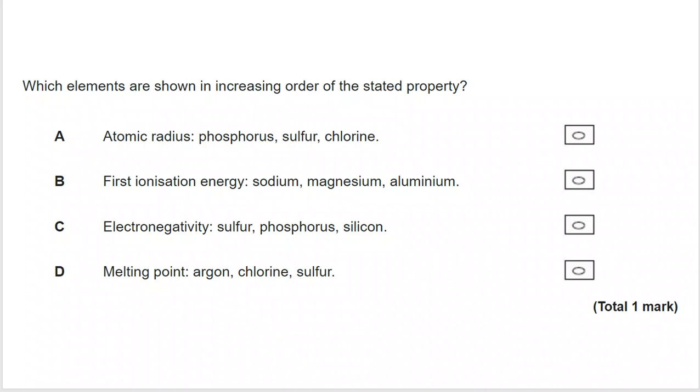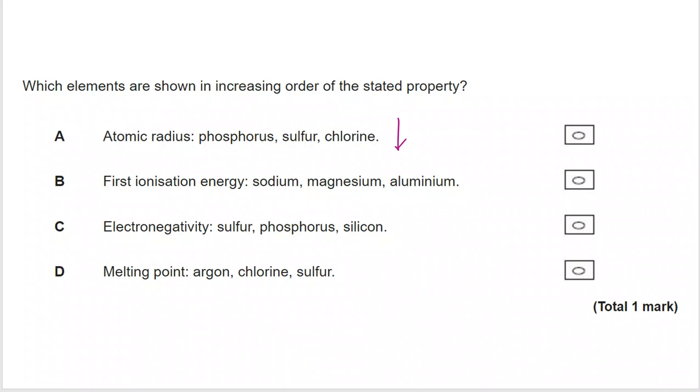Well, if we take a look at atomic radius, what you can actually see here is that if you go from phosphorus, sulfur to chlorine, you're going left to right over the table, and atomic radius decreases across a period, and that's because we've got an increased nuclear charge and no increase in shielding.